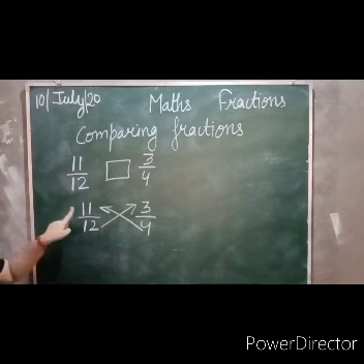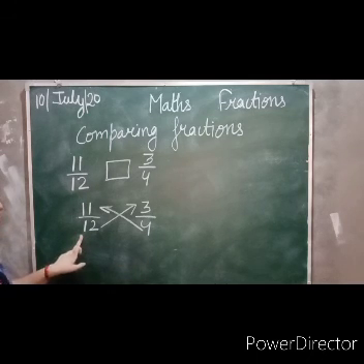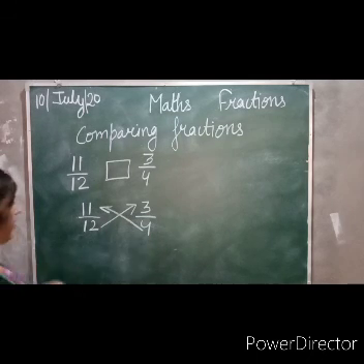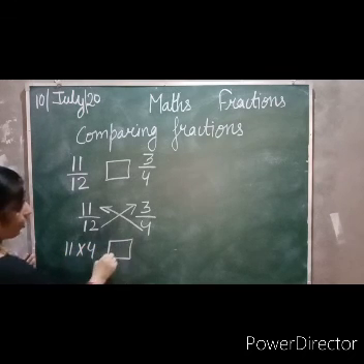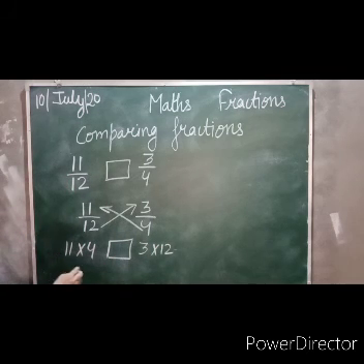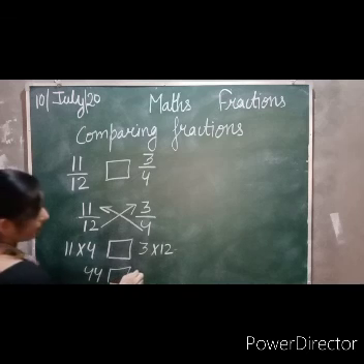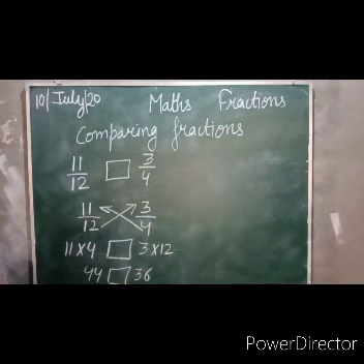It means numerator of the first times the denominator of the second, and denominator of the first times the numerator of the second. Now we will write 11 into 4. We will make a box in between, then 3 into 12. We will get 44. 12 3s are 36. Which is the greatest? 44 is the greatest. So we will take the side which has the numerator.